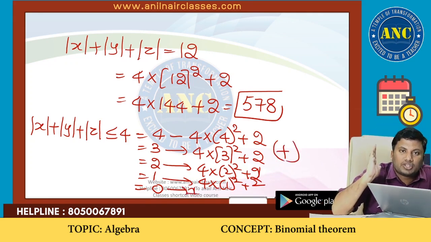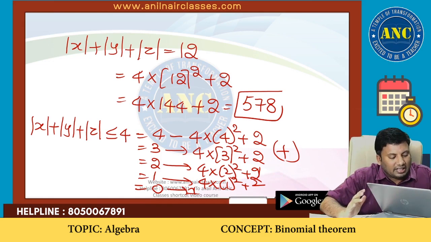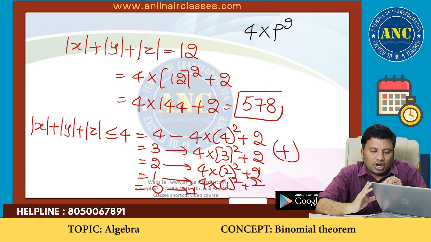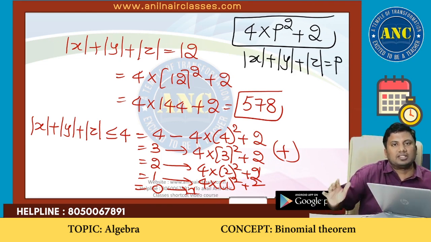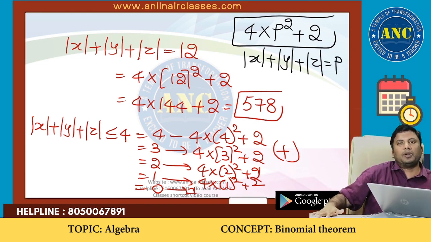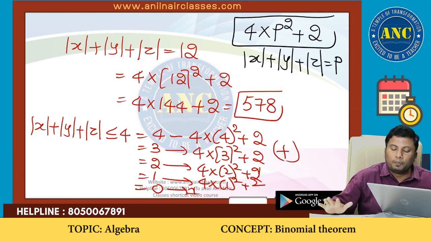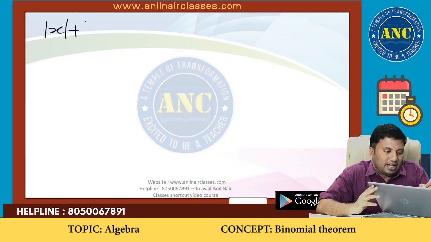I hope you understood these advanced problems: solving it sequentially, then writing down directly. What is the shortcut? The shortcut is 4 into p square plus 2. If the equation is of the form |x| + |y| + |z| = p, then the answer is 4 into p square plus 2. I hope the idea is clear. Everybody kindly reply in the live chat if the idea is clear.